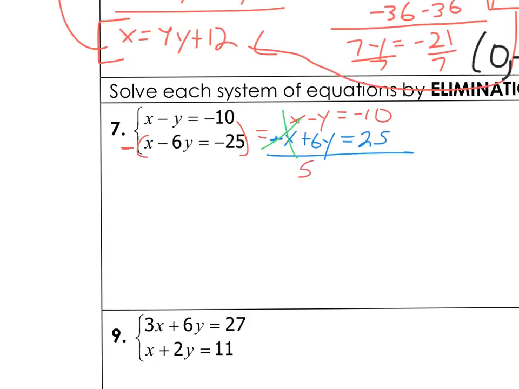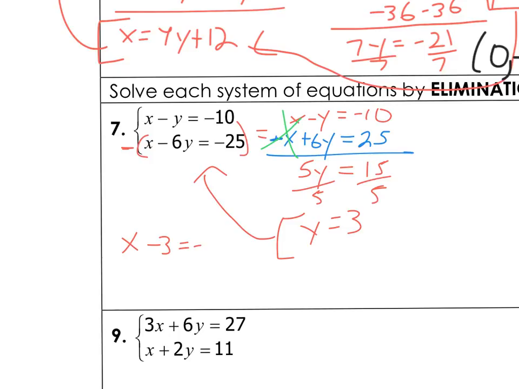6y minus y is 5y, and negative 10 plus 25 is 15. The last step would be to divide by 5, and if you do that, you'd end up with y equals 3. Now you just take this, plug it into one of your originals, I'll plug it into the first. So that would be x minus 3 equals negative 10. If we add 3 on both sides, that'll give you your answer, which is x equals negative 7.